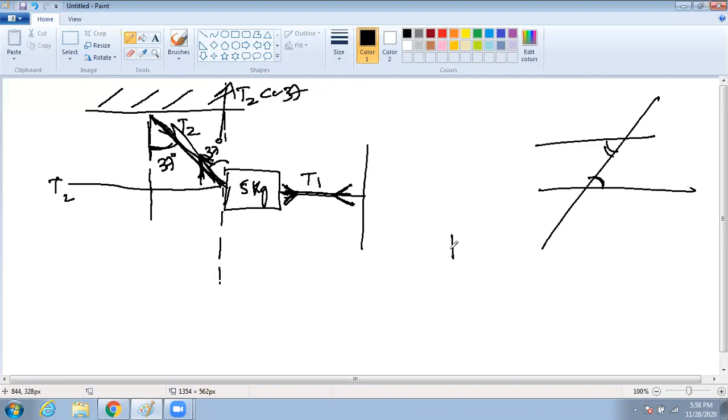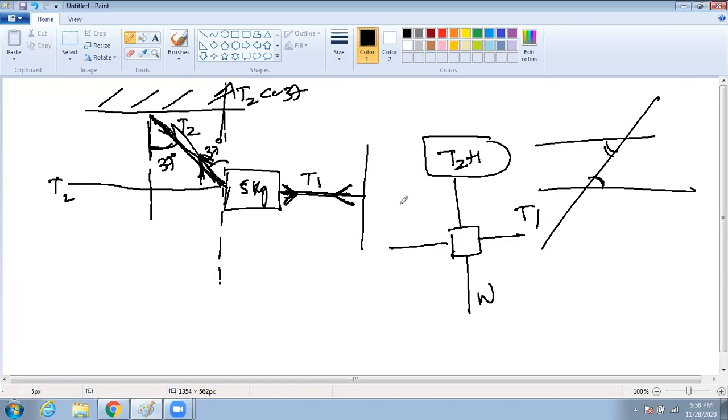So there are four forces. This force, this force, this force, this force. This is weight. This is T1. This is T2 horizontal component. And this is T2 vertical component. All the four forces are balanced, this force equals this force, and this equals this. That's why the body is stable. It is not moving here and there. Clear? Yes, clear, sir.